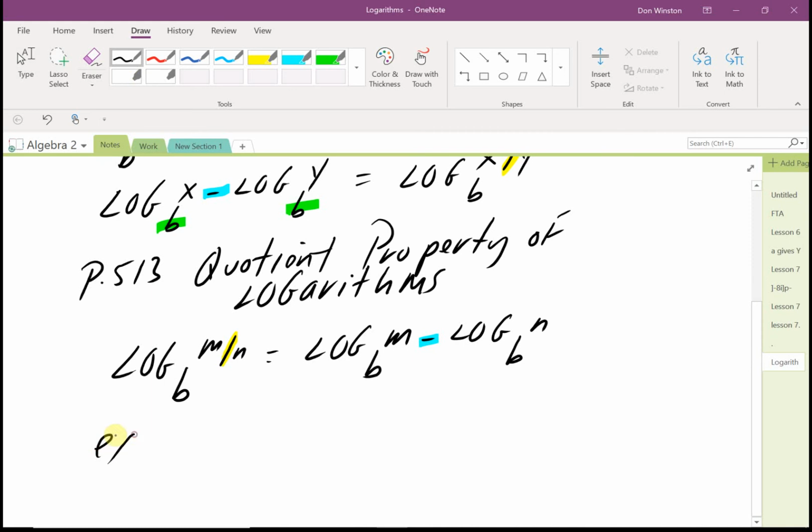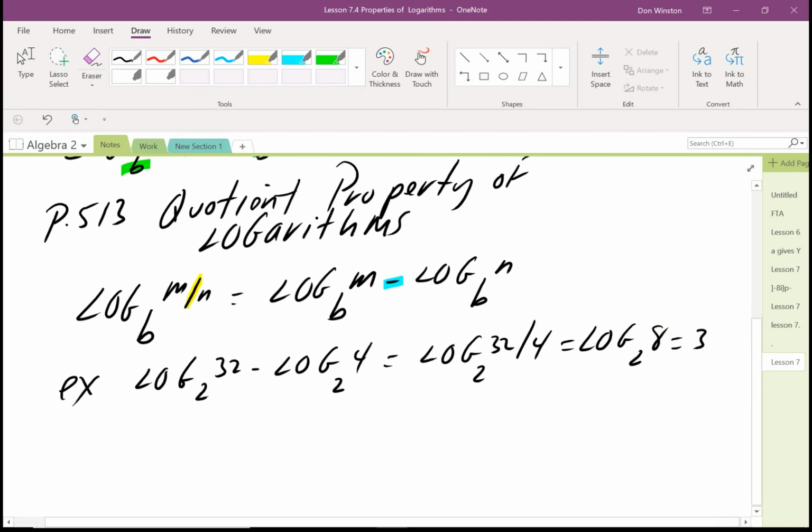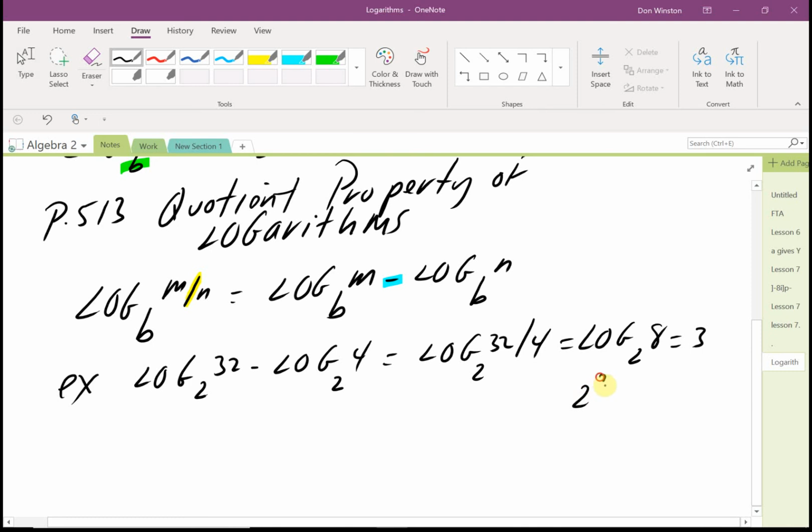So let's just go over a couple of examples. Log base 2 of 32 minus log base 2 of 4 equals log base 2 of 32 divided by 4, which equals log base 2 of 8, which equals 3. And again, because 2 to the third is equal to 8.